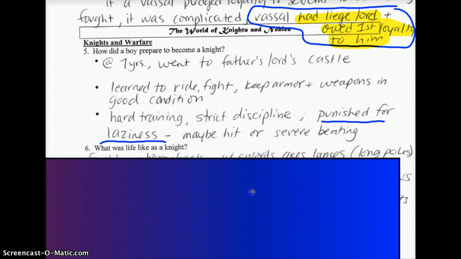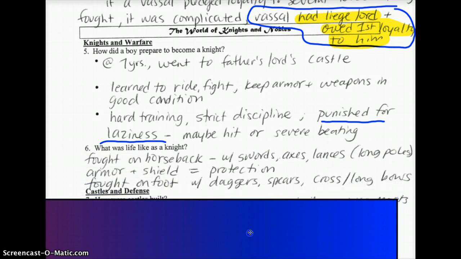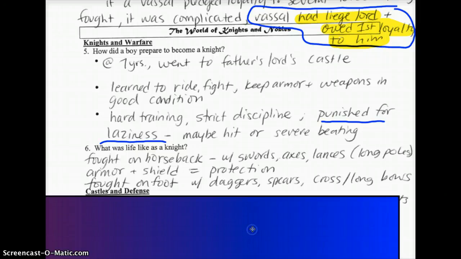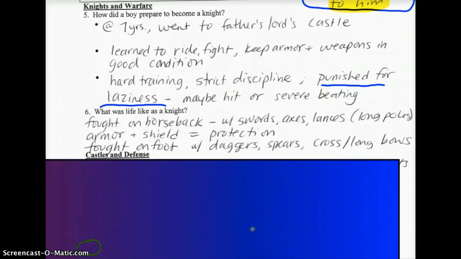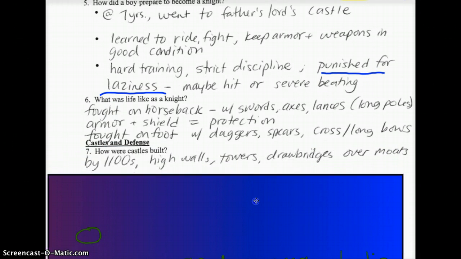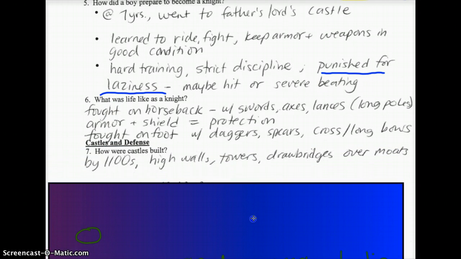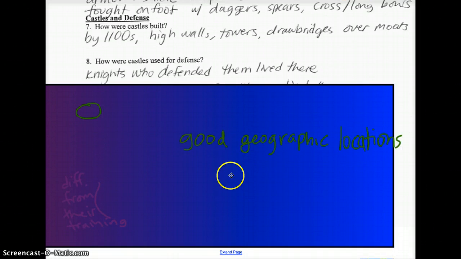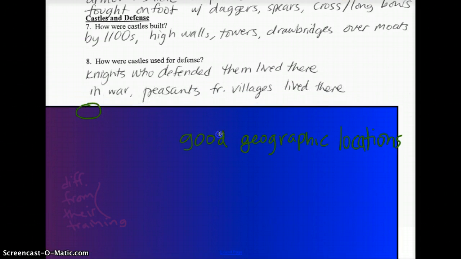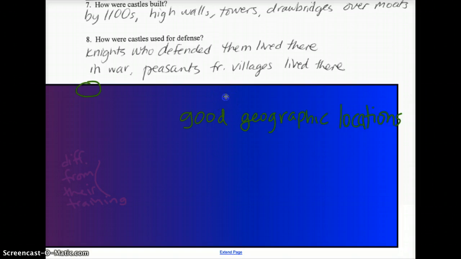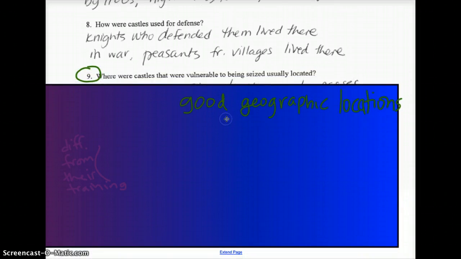So, what was life like as a knight? I gave you that information, and so that's what it was like, fighting and defending land was important. Castles and defense, I gave you that fact, how they were built, how they were used for defense, right? Gave you that fact. And then you need to check number 9, your information for number 9.